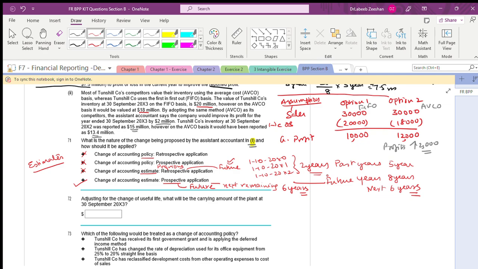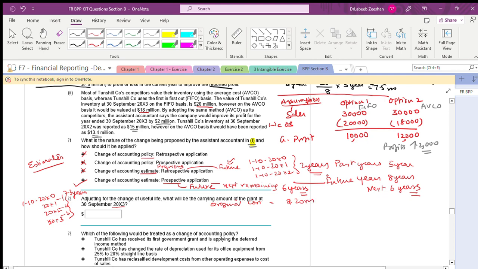Fine. Adjusting for the change of useful life, what will be the carrying amount? See the things: 1/10/2000, 2001, 2002 and 2003. This is 1 year, 2 years, 3. We have to take into consideration how many years? We have to calculate for 3 years. Now, how much is the original cost? Original cost is going to be 20 million.